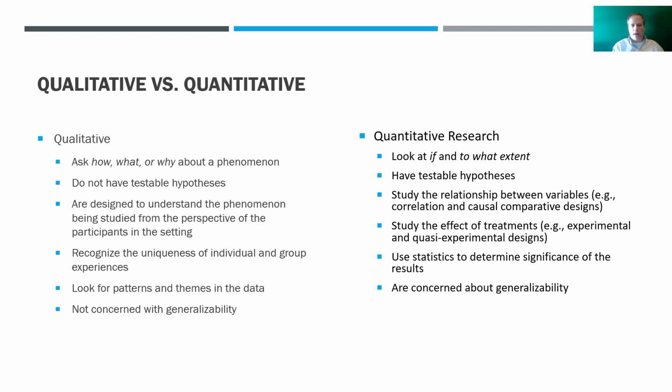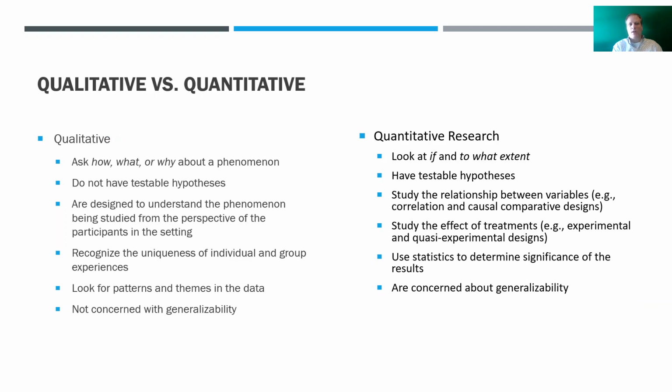So when we think about qualitative versus quantitative, an important thing to remember is we're looking at how and why. We're not as concerned about if and to what extent. We never have hypotheses, and we may have some numerical data, we may have some descriptive statistics, but we're not testing the significance of those findings.